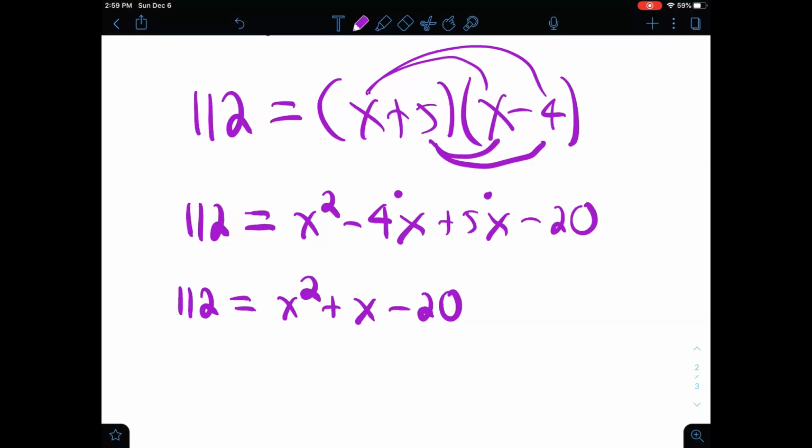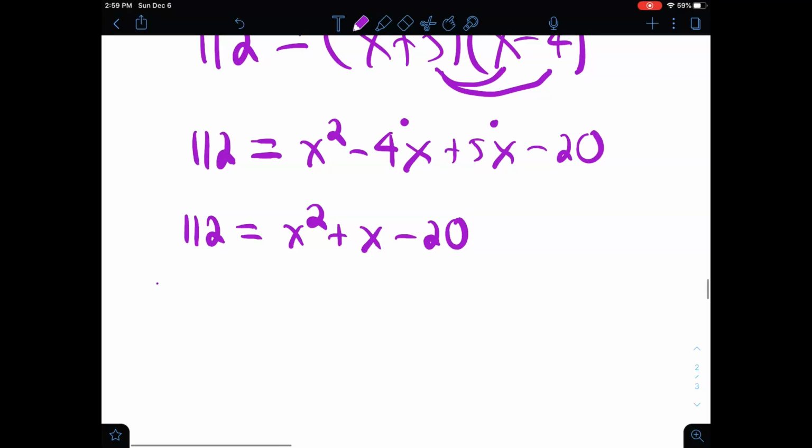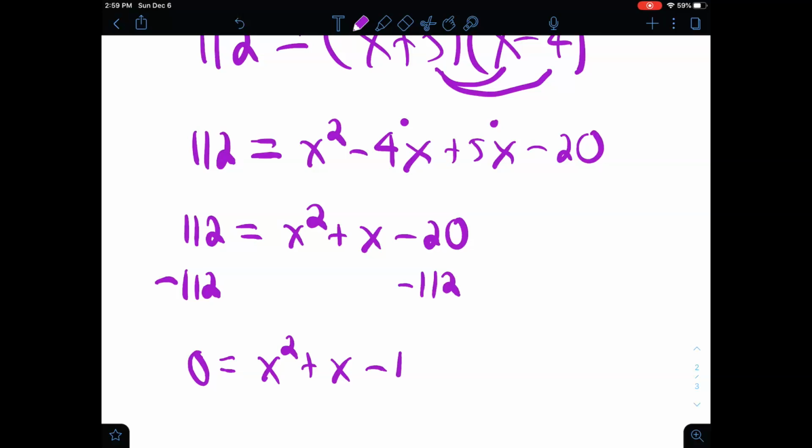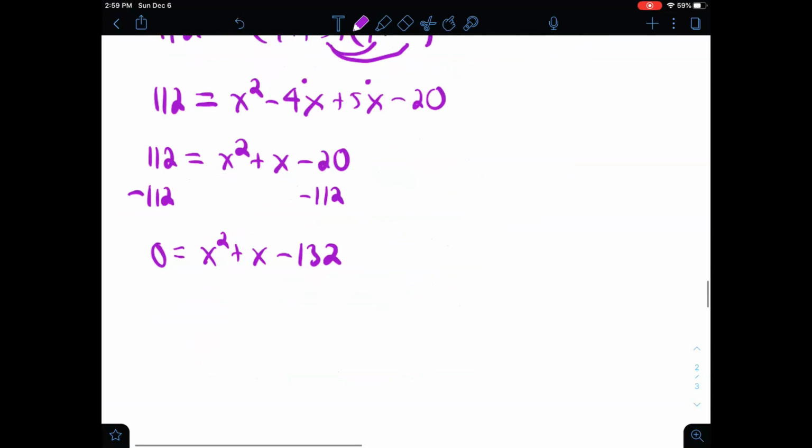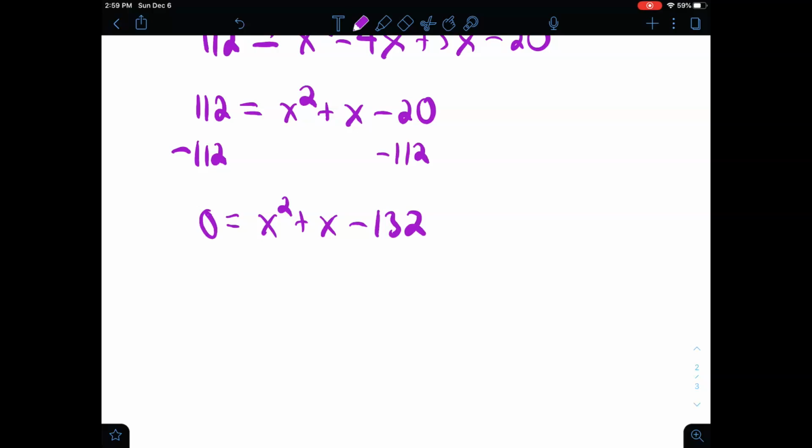Now we're almost close to factoring here, but now we need to make it equal to 0. So I'm going to subtract 112 from both sides. We're going to get 0 equals x squared plus x minus 132. Okay? So now we need to do some factoring.